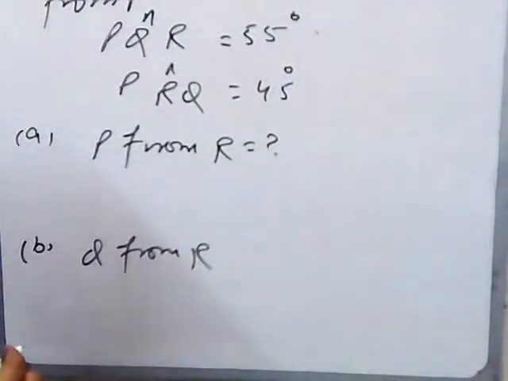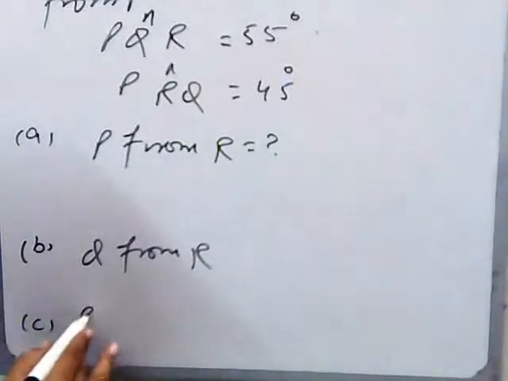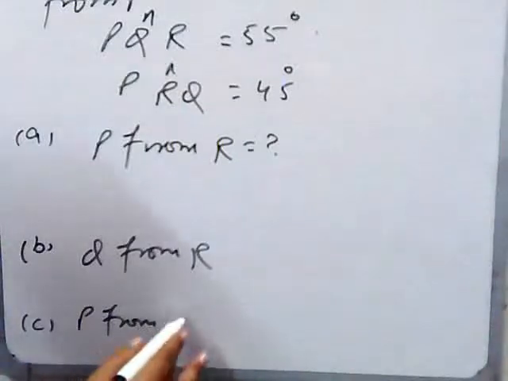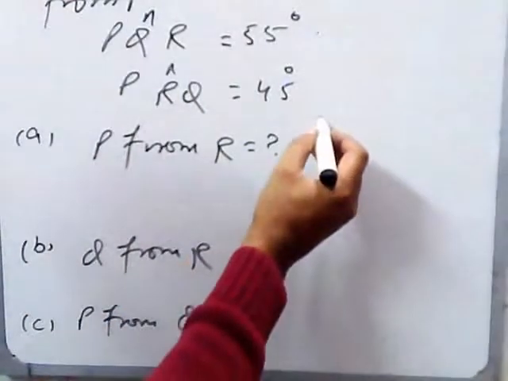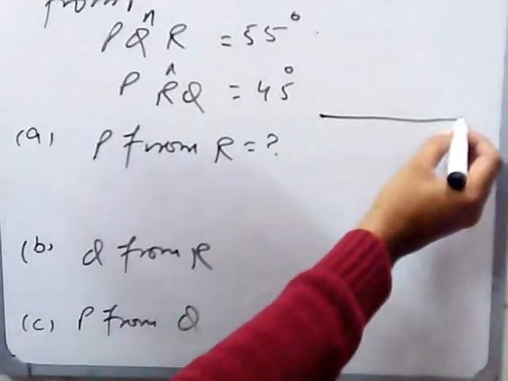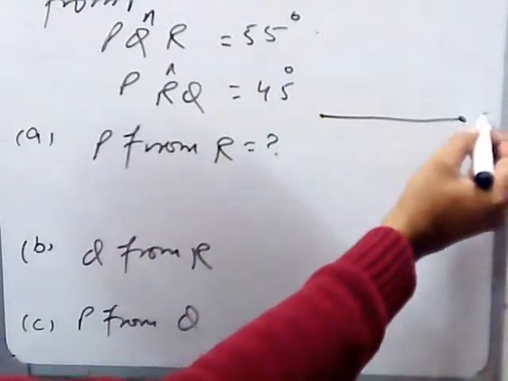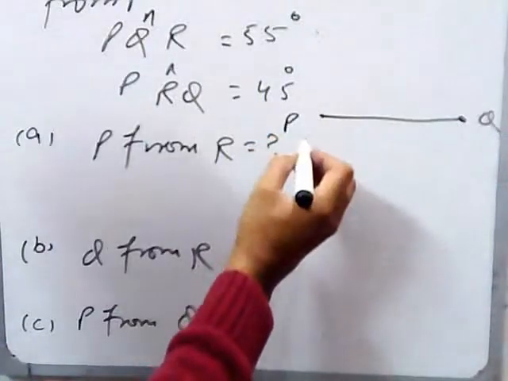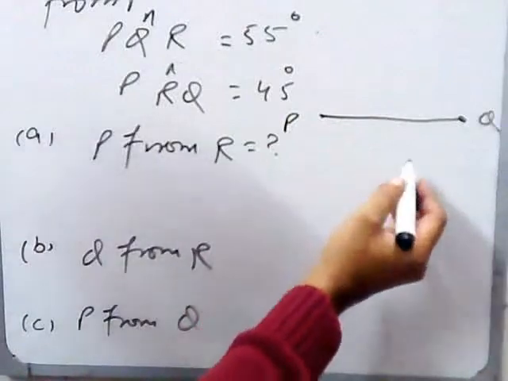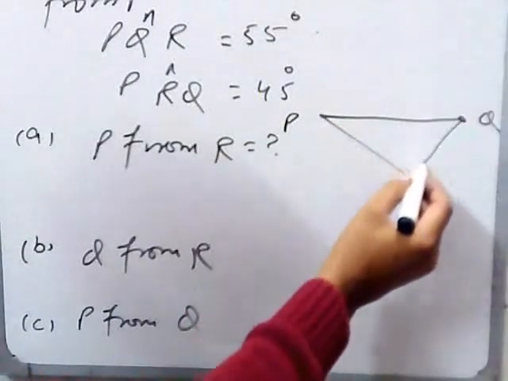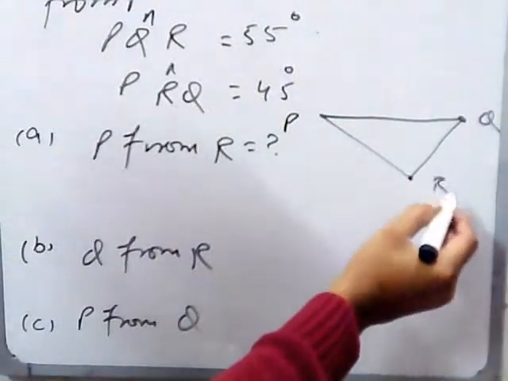Similarly, in the last case, in part C we have to find P from Q. But before finding the bearing, we should draw a diagram. Without a diagram we cannot proceed. For example, that is your P point, that is your Q point, and that is your R point.